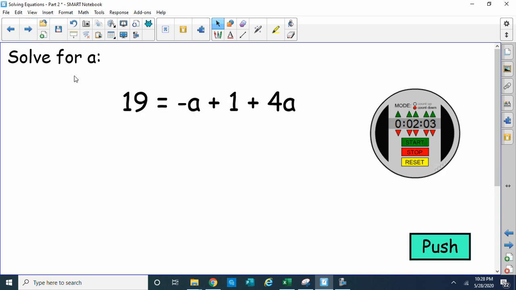Here's another one for you. 19 is equal to negative a plus 1 plus 4a, sorry. So I'll give you another 2 minutes and 3 seconds. See if you can solve that one. Do it on your own time. Just pause the video and look for the answer. See if you can do it.